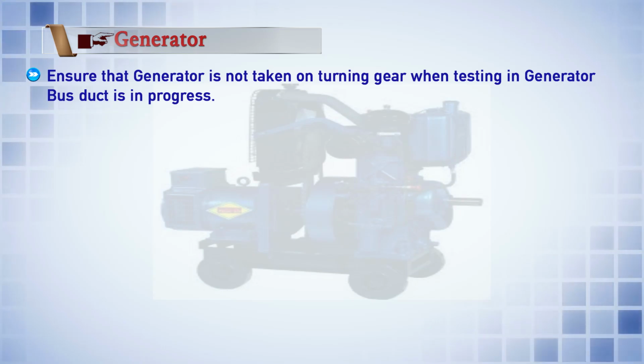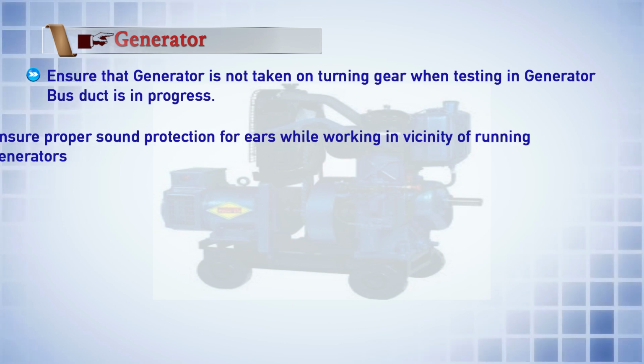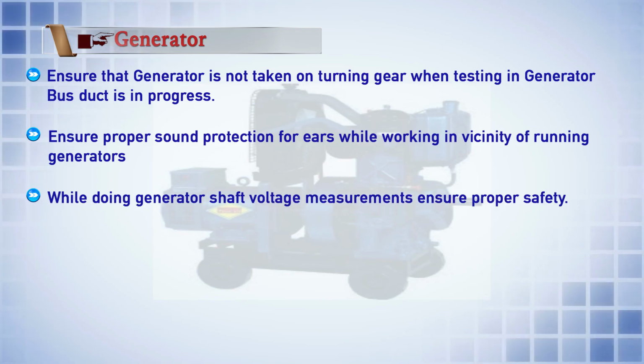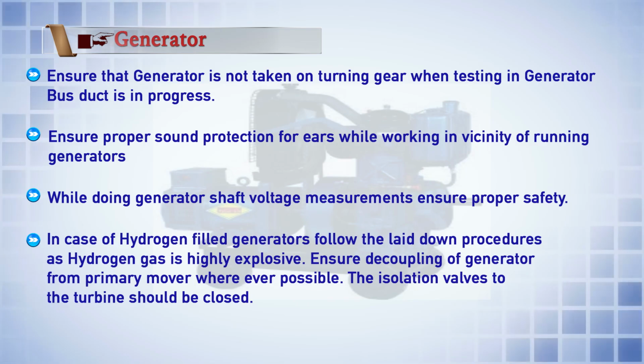Third point: ensure that the generator is not taken on turning gear when testing in the generator bus duct is in progress. Next point: ensure proper sound protection for the ears while working in the vicinity of a running generator. While doing generator shaft voltage measurement, ensure proper safety. In case of a hydrogen filled generator, follow the laid down procedure as hydrogen gas is highly explosive. Ensure decoupling of the generator from the primary mover wherever possible. The isolation valve to the turbine should be closed.